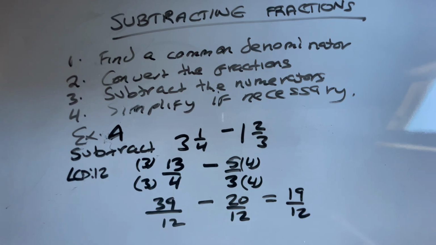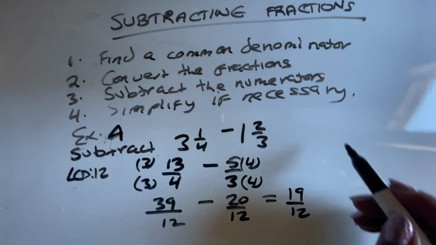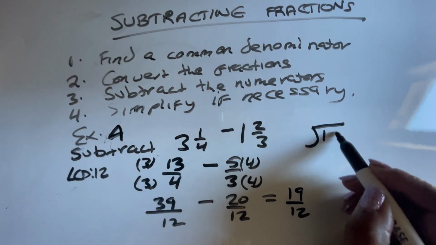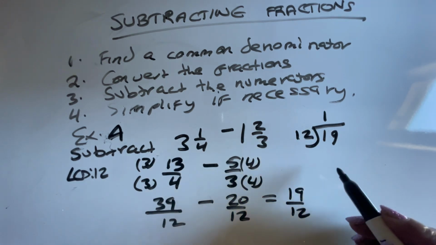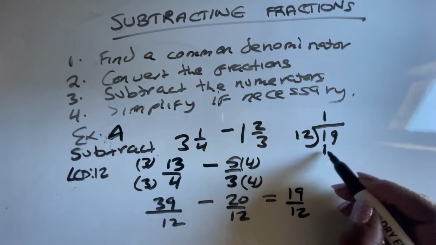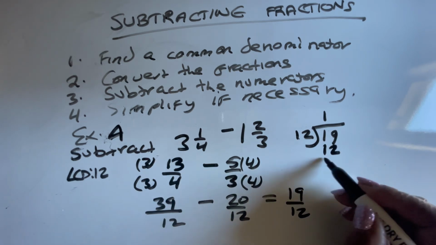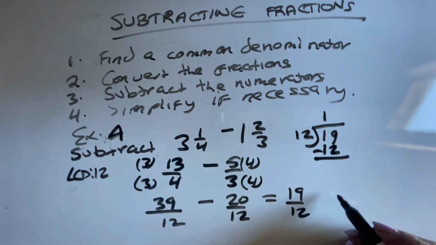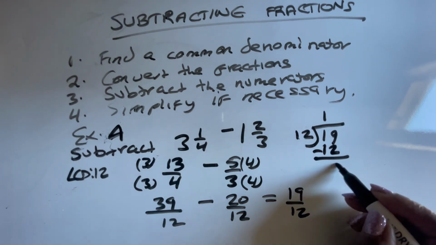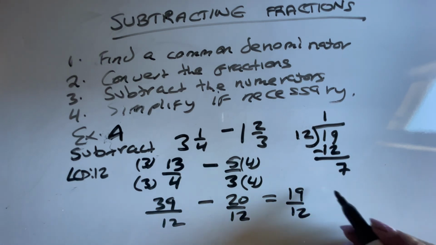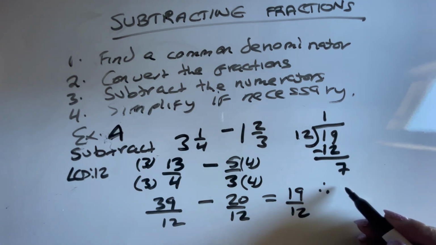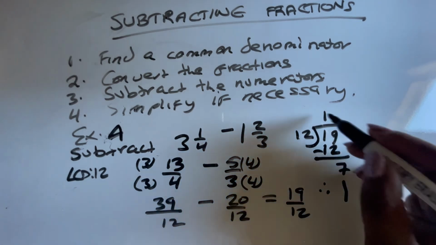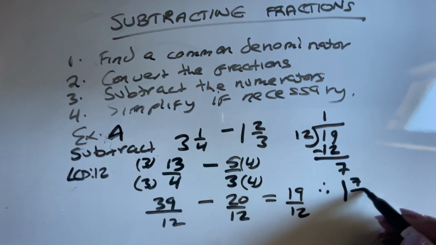Next, we're going to convert this improper fraction back into a mixed number by doing long division. 19 divided by 12. 12 goes into 19 once. 12 times 1 is 12. What is 19 minus 12? It is 7. Therefore, our final result is 1, remainder 7 over 12.